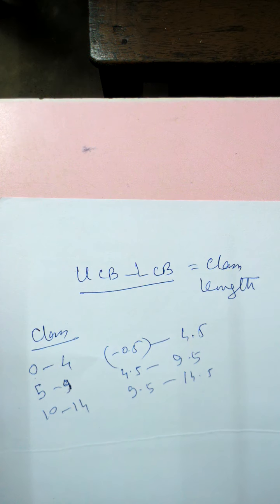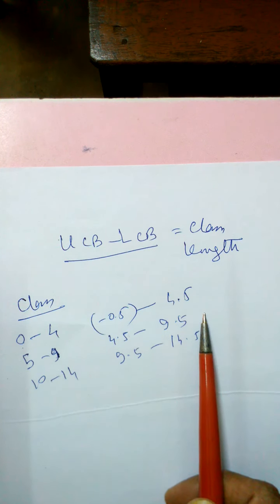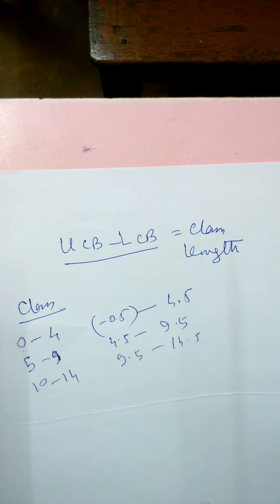So classes are now becoming a boundary concept, meaning an overlapping concept. How do we do this? Whenever we see that limits are given, meaning these classes are not overlapping, we just adjust normally by 0.5. But why have I given the bracket? Actually minus 0.5 looks very awkward. That's why we write normal 0. I am writing minus 0.5 to make it clear. What is the length? 4.5 to 9.5. Class length is 5. 9.5 to 14.5.